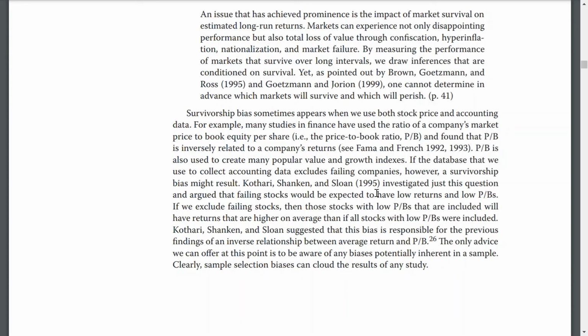Kothari, Shanken, and Sloan investigated just the question: if we exclude failing stocks, then those stocks with low P/B that are included will have returns that are higher on average than if all stocks with a low P/B were included.